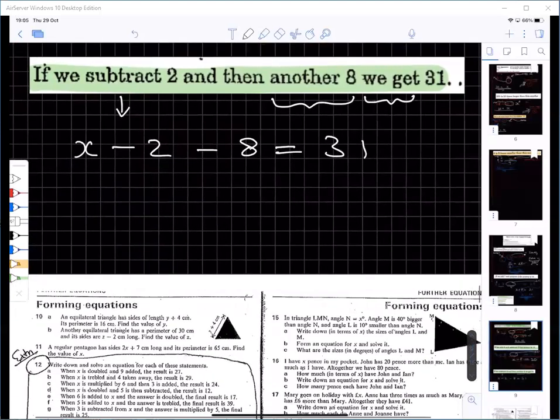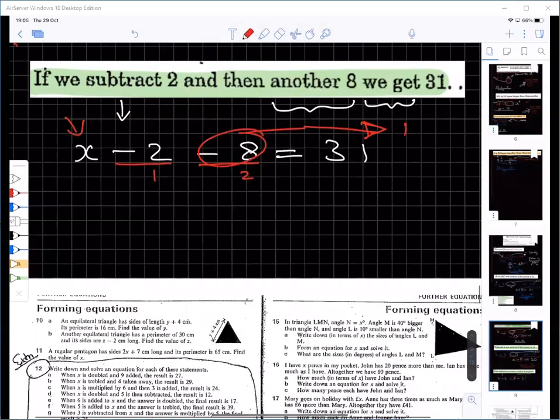What do we do now? Identify the x. Start at x, identify the action. What's the first action? Minus 2. Second action? Minus 8. So which one did we move first? Second. So the opposite of minus 8 is? Add 8. So what do we have now? 39.